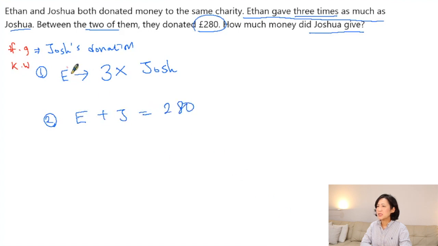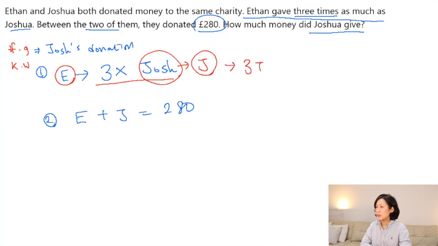So let's translate these sentences into the expression. We need to identify our unknown value. In this situation, Josh's donation needs to be the unknown value, but that is linking to the final goal as well. So let's say Ethan's donation is 3J. So let's put 3J, then add J, that gives you 280. Then you add them together, 4J equals 280.